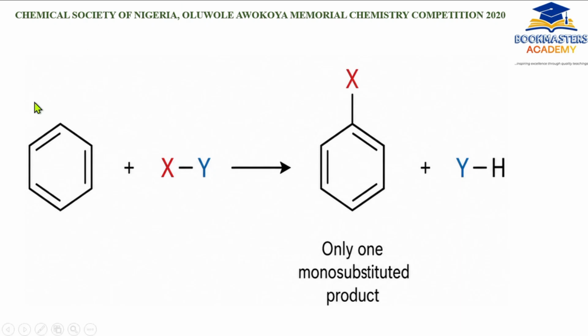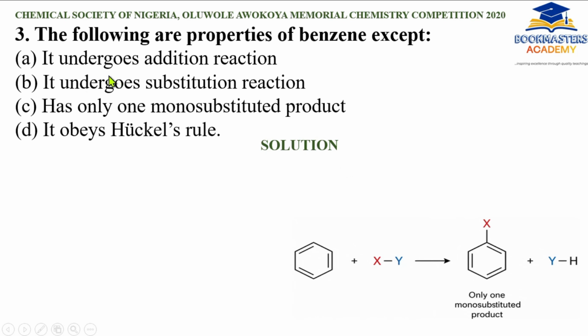What happens when you replace the hydrogen present in any of the carbon in benzene ring with an atom X? What happens? You form this compound. For this video, we'll be answering the question, the following are properties of benzene, except, and we have a couple of options. You can pause the video and read.